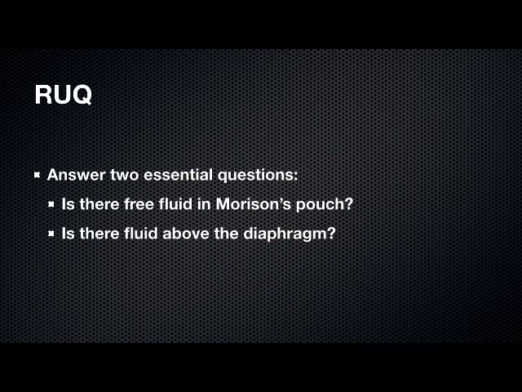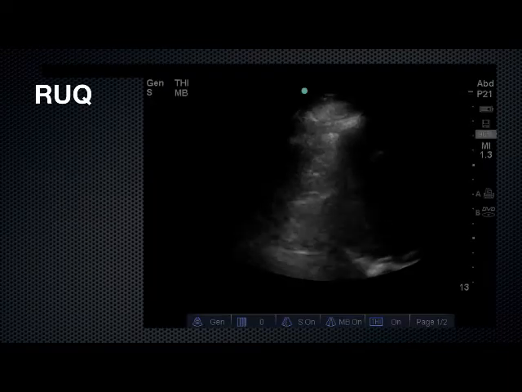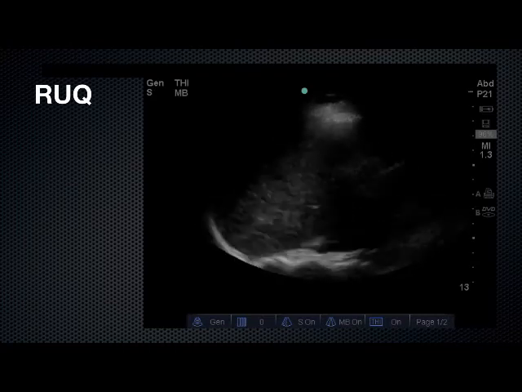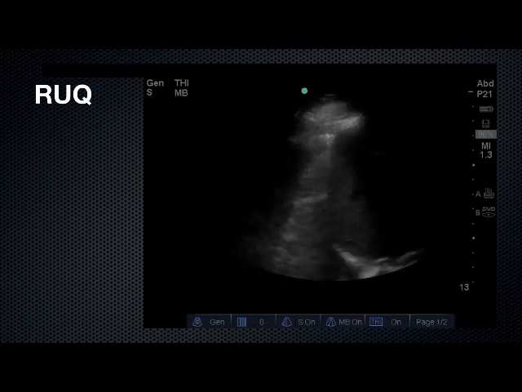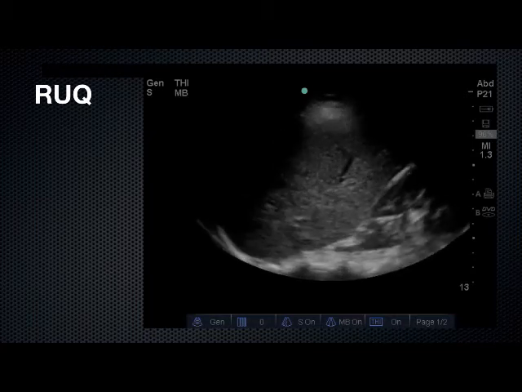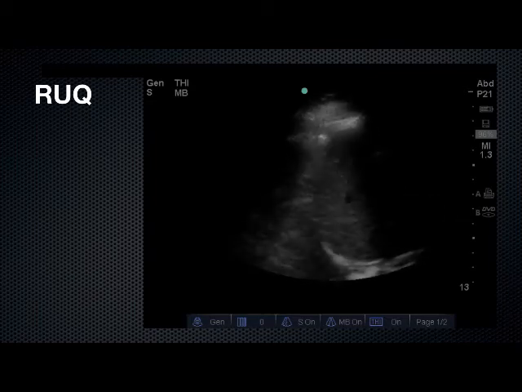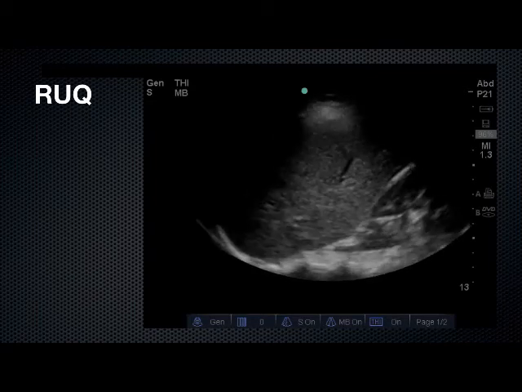And essentially what we're looking for here is, is there fluid in what is called Morrison's pouch, which is the hepatorenal recess, or is there fluid above the diaphragm? So this is what a normal FAST exam looks like. In the first part of this image, you see a bright white sort of curvy line on the left-hand side of the screen, then you see a big gray organ, and then you see a kidney. And there's no fluid in this picture.